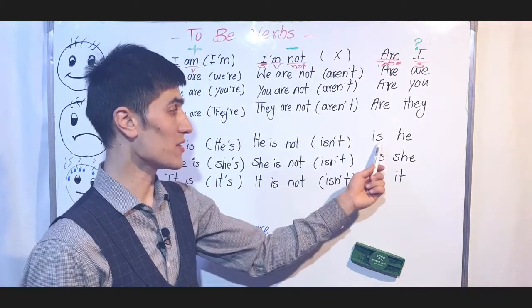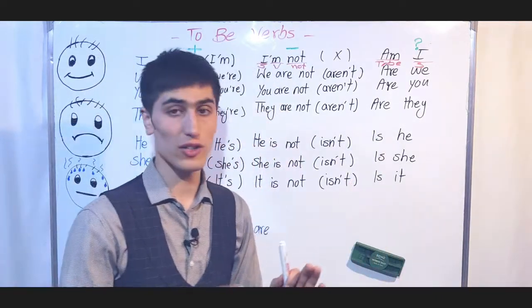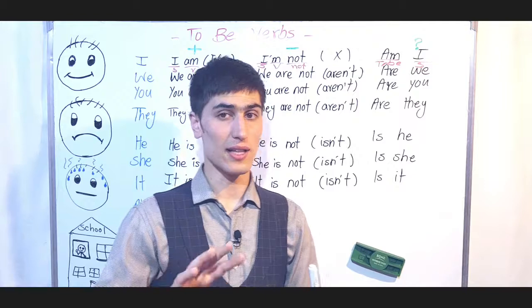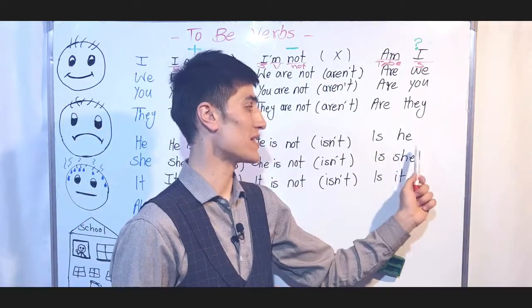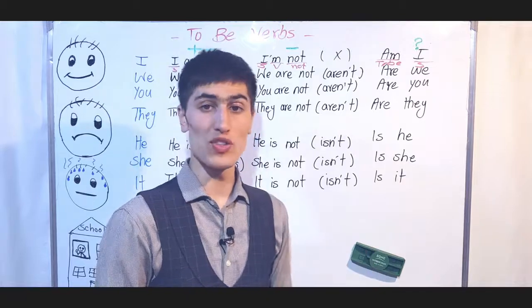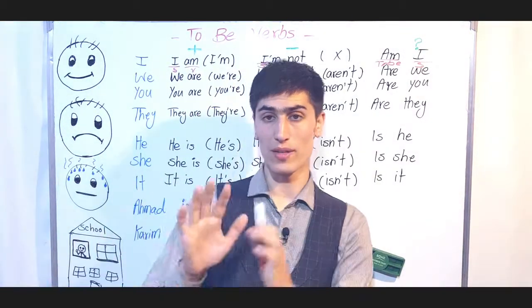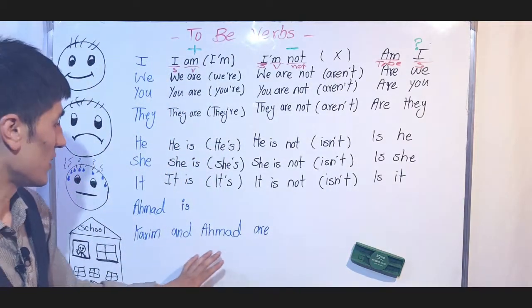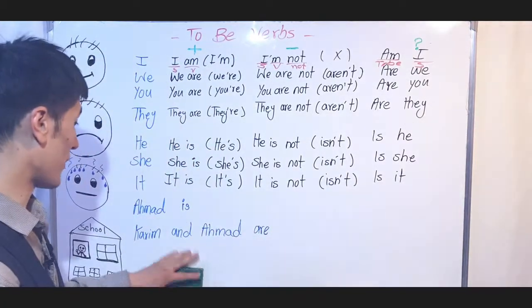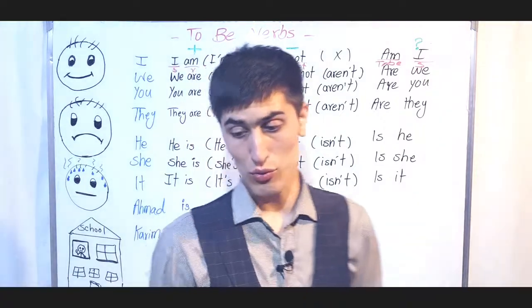With the to be verb is, same thing. You just bring the to be at the beginning and that's the question form. Is he? Is she? Is it? Just bring the to be verb at the beginning of your sentence.